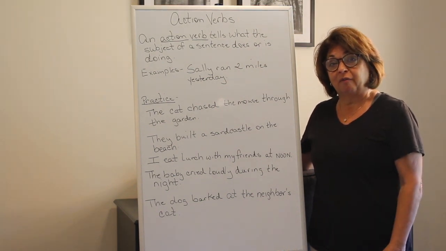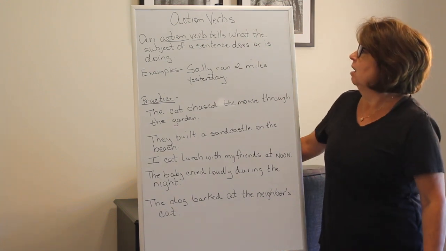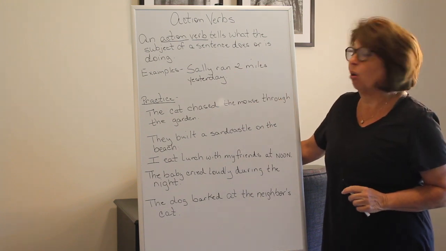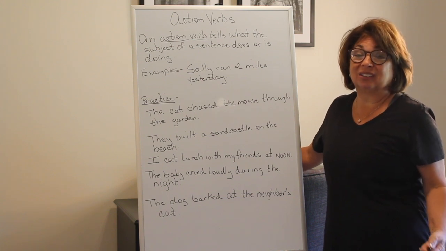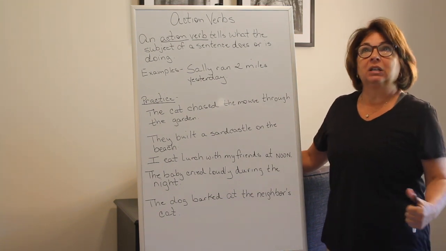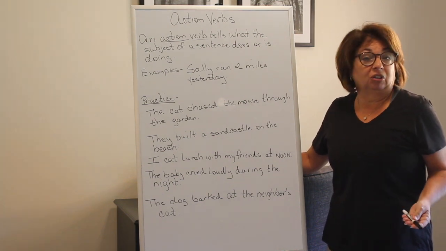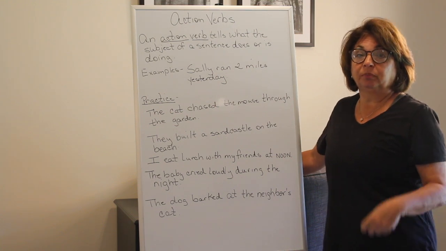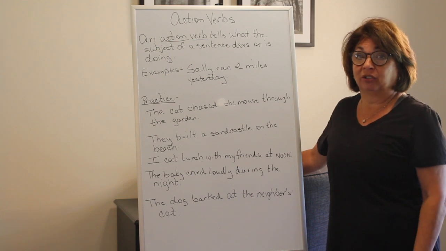Today we're going to be talking about verbs, specifically action verbs. Alright, an action verb tells what the subject of a sentence does or is doing. So basically an action verb is just like it sounds. It's an action that you do. You can be eating, you can sleep, you can run, you can jump, you can hop, you can skip. Anything that you can do that shows action, movement, those are all action verbs.